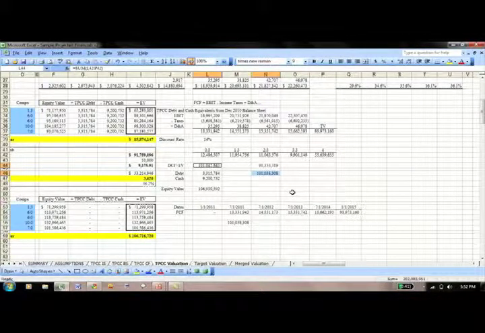So that was a quick overview of using Excel's formulas in your DCF calculations going forward. So with that, we'll stop here.